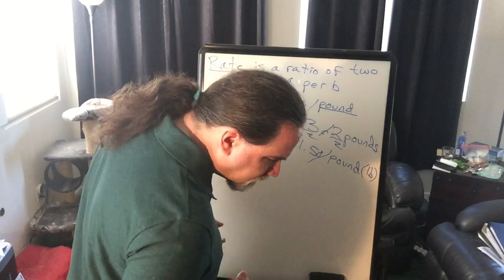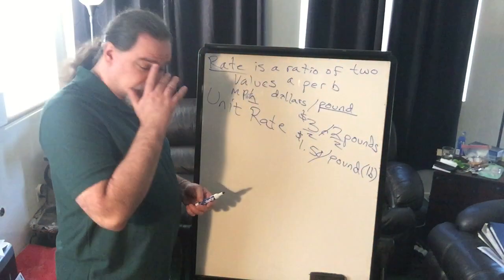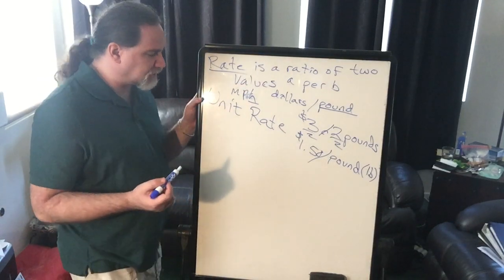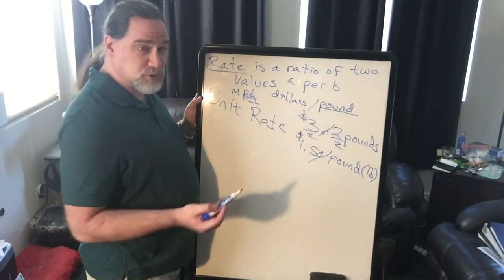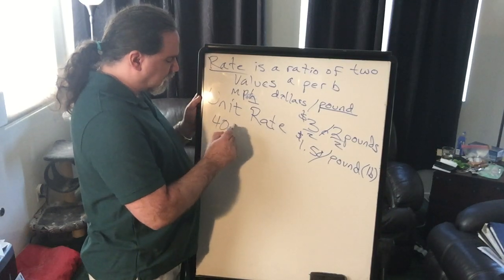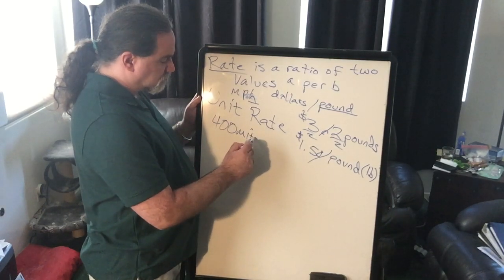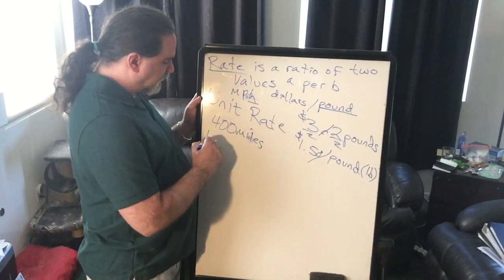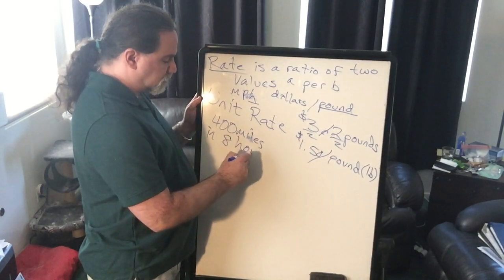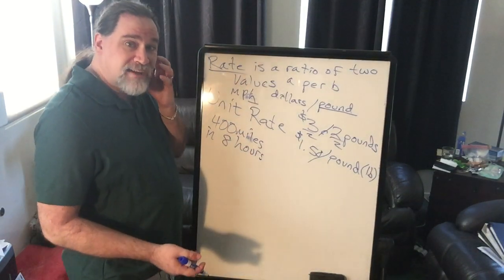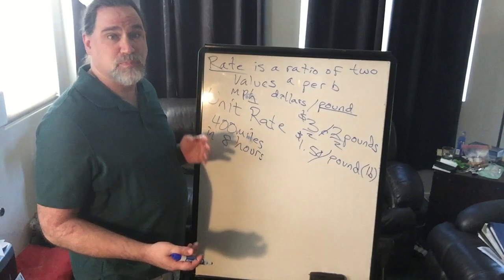So let's just look at a couple of things that we think about. You take a road trip, and in this road trip, you drive 400 miles in 8 hours, and you want to know, well, what's my average speed? What was my miles per hour?